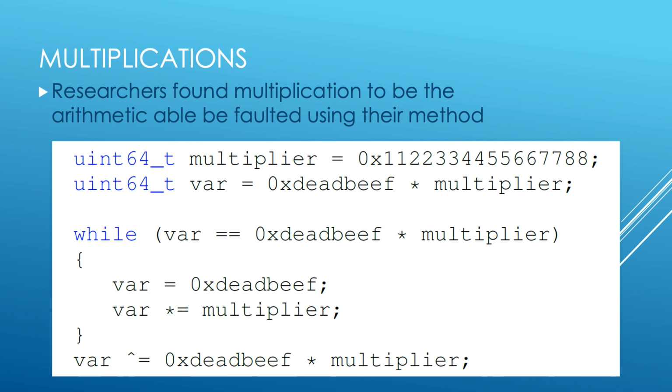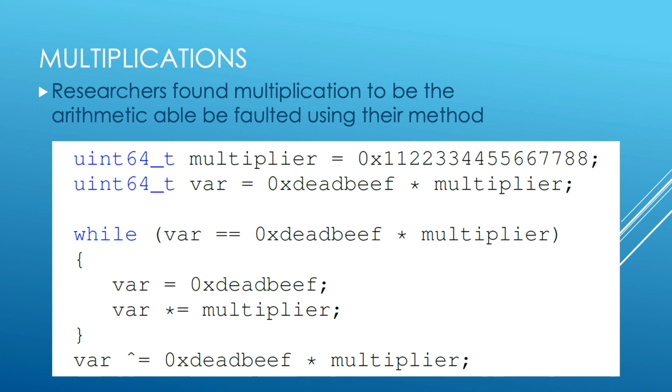This is a very simple example of what they used. I don't know why they used a hexadecimal deadbeef, but this is a very basic example of what they were able to implement with the fault. This while loop would pretty much run infinitely, because of this multiplication that's going on, and then it's checking for that multiplication, and it's always going to be satisfied.